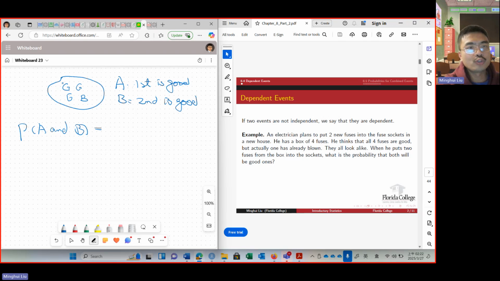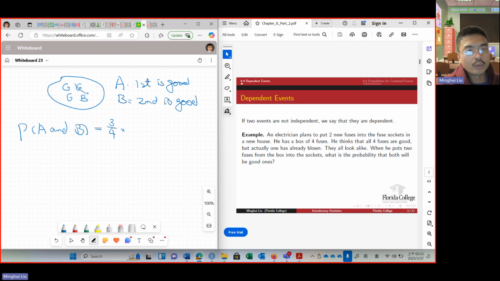Think about it. If you choose the first one being a good one, then the chance for you to choose the second one also being good is 2/3. On the other hand, if you choose the first one being a bad one, then the chance for you to choose the second one being good is actually 1. So first of all, let's consider the probability of the first one being good. That is 3/4.